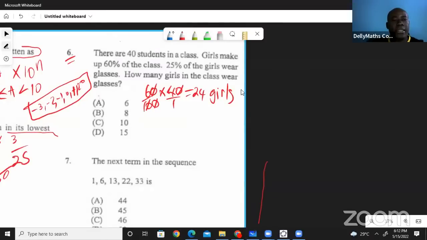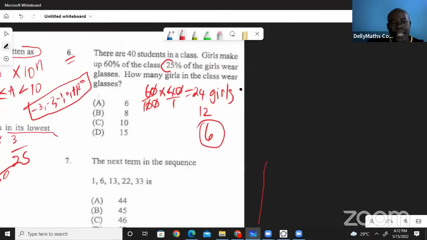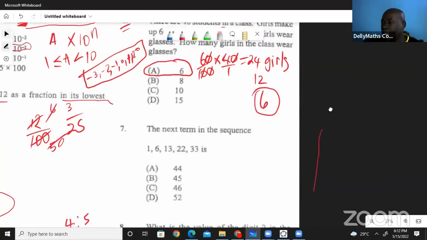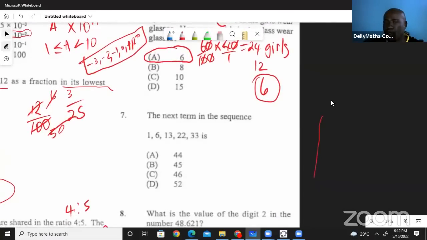And then now we're told that 25%, but 25% means quarter. So then quarter of 24, very simple. Half of it is 12, quarter of 24 has to be 6. So we're saying that 6 of those girls were wearing glasses. All right, 25% of the girls. So 6 of them were wearing glasses. All right. Let us continue.